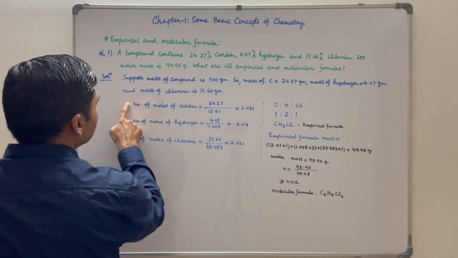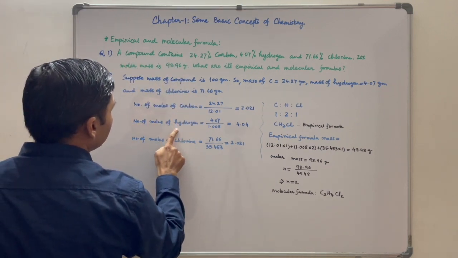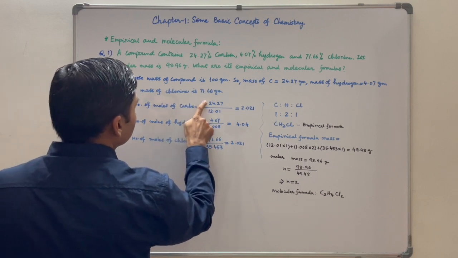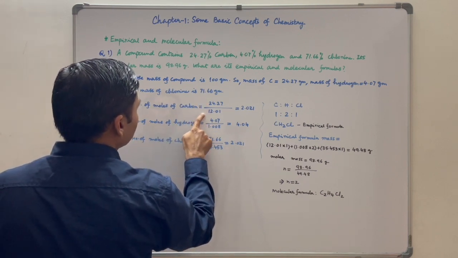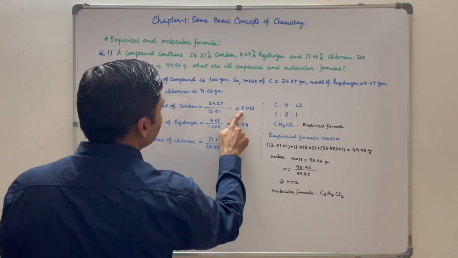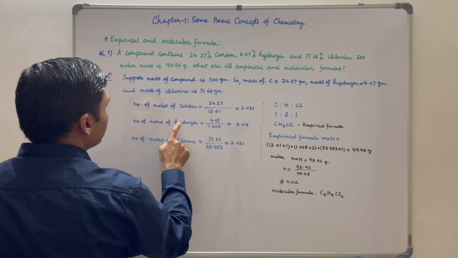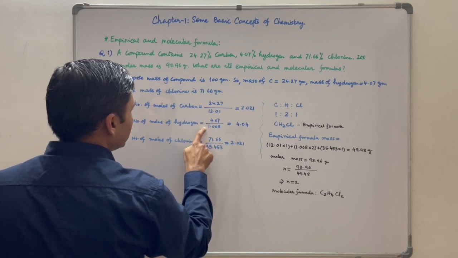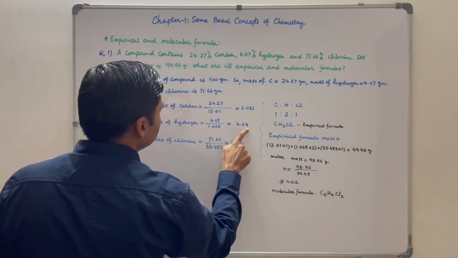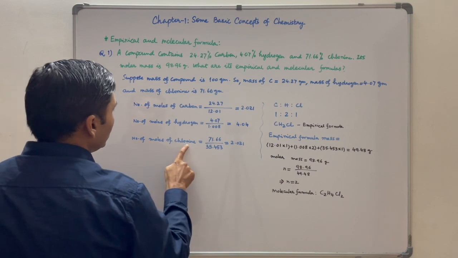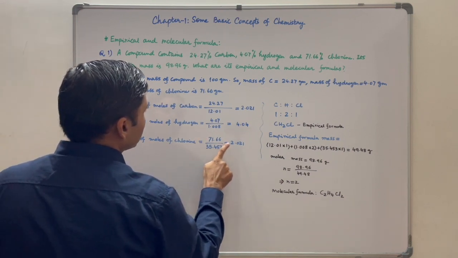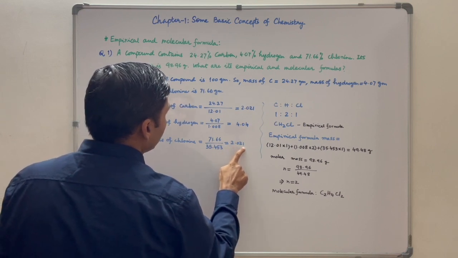Now we will calculate the number of moles of carbon, hydrogen and chlorine. Number of moles of carbon is equal to mass of carbon upon atomic mass of carbon. That comes out to be 2.021. Number of moles of hydrogen is equal to mass of hydrogen upon atomic mass of hydrogen. That comes out to be 4.04. Number of moles of chlorine is equal to mass of chlorine upon atomic mass of chlorine. That comes out to be 2.021.